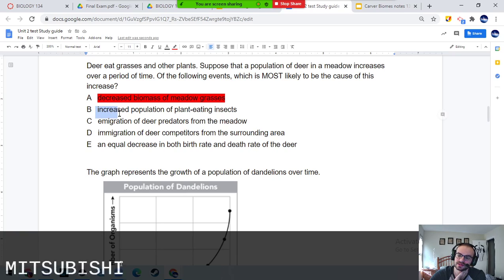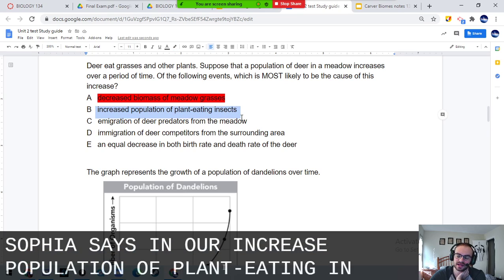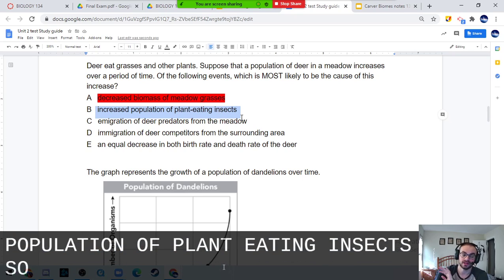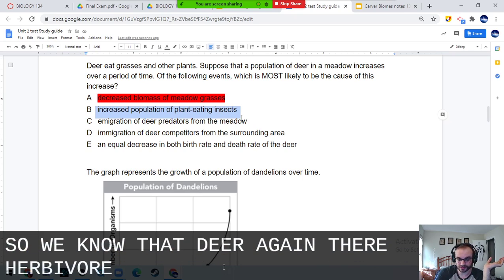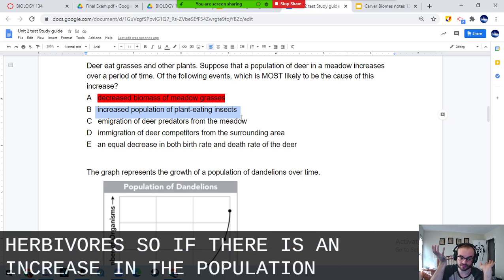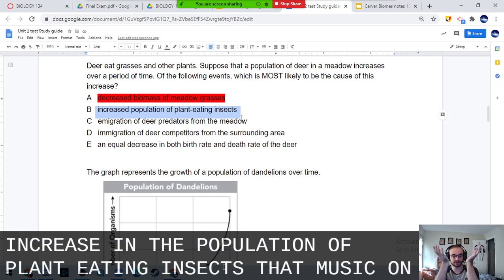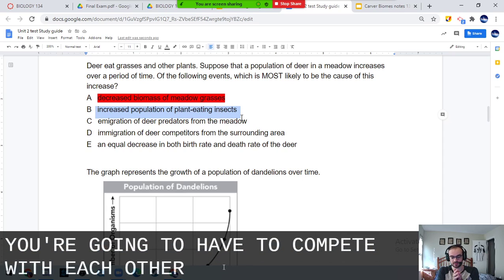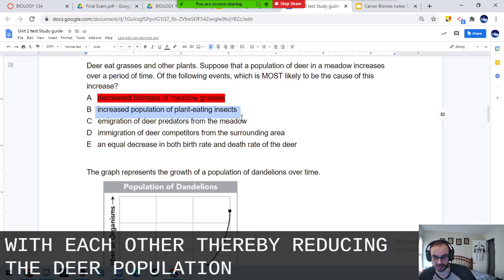Right, so B says increased population of plant-eating insects. So we know that deer, again, they're herbivores. So if there's an increase in the population of plant-eating insects, that means they're going to have to compete with each other, thereby reducing the deer population.